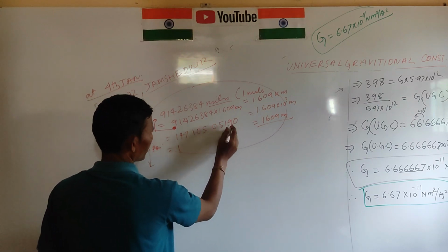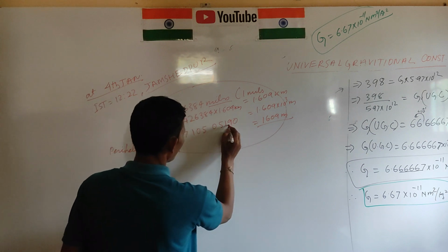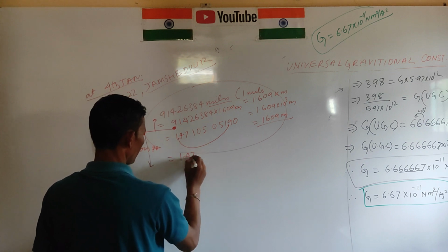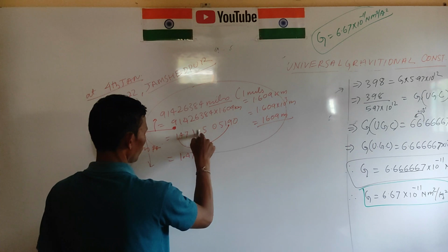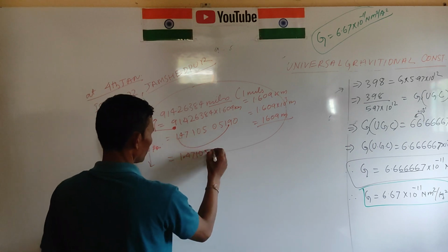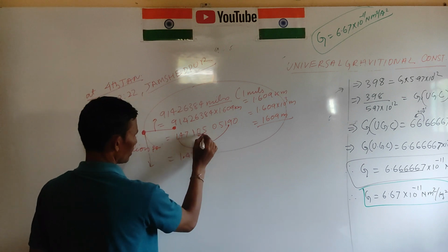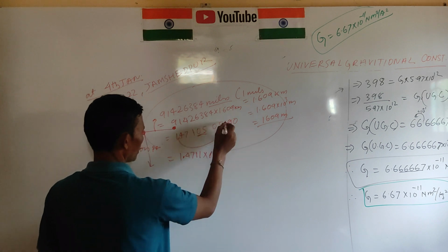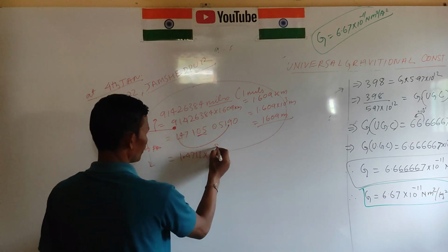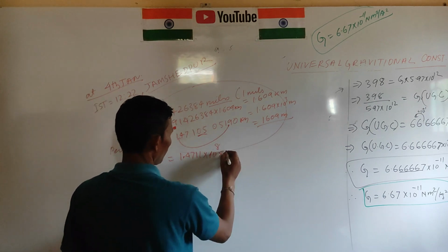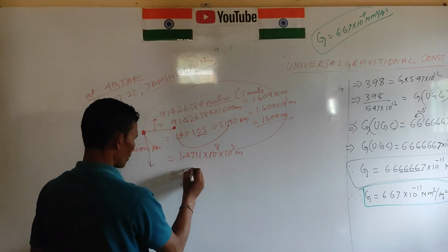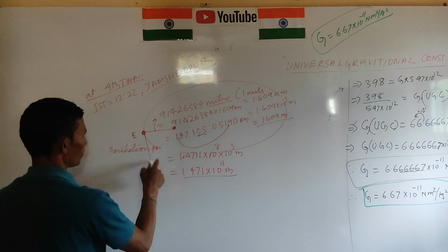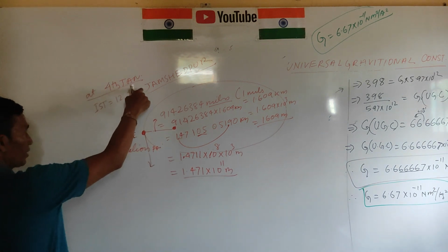The point is shifted like this. Here is a point, shifted like this one. So how much will it be? 1.471. That is 0.5. Okay. This is 1, 10 to the power 1, 2, 3, 4, 5, 6, 7, 8. This is 8, and this is kilometer. This is kilometer, 10 to the power 3 meter. So 1.471 into 10 to the power 11 meter. This is the perihelion distance.